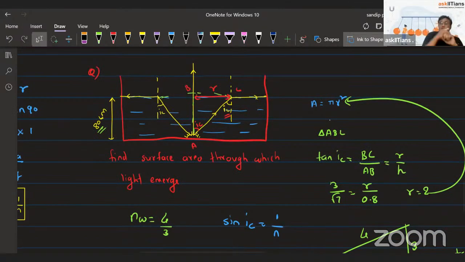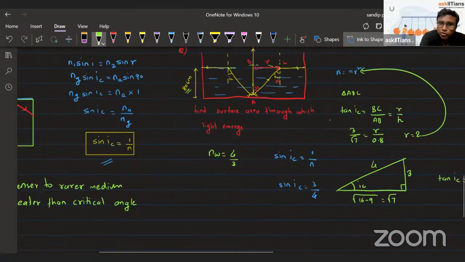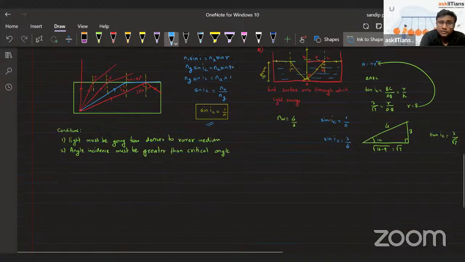Two types of question, either from the light question or the fish question they can ask: how much surface area can the fish see? The same process you can use there also. Okay. Sure. So next.